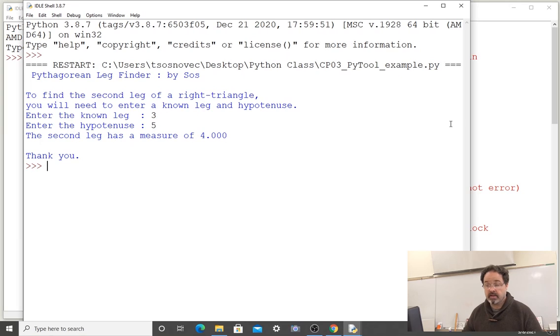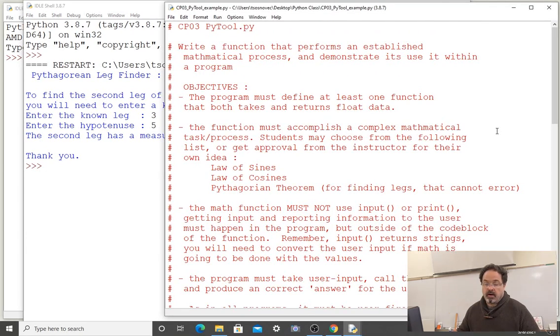And it does, in a float form rounded to 3 decimal places of accuracy, to show us that that calculation is as accurate as that. And the program ends with a thank you. This is a tool. I'm not going to show the code. That's up to you to code your own.